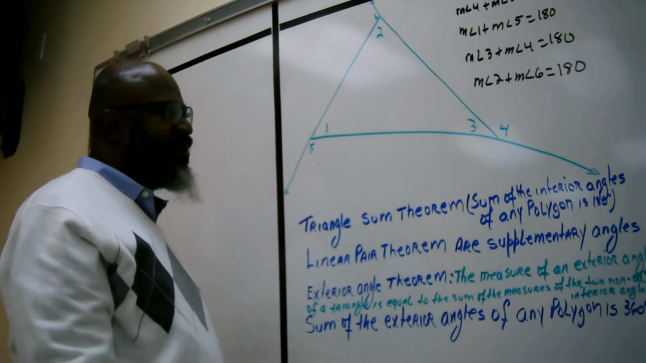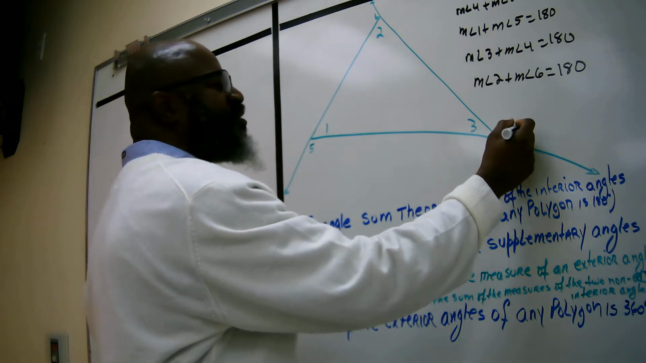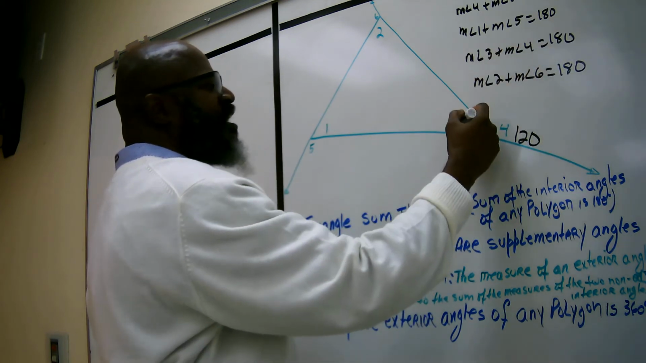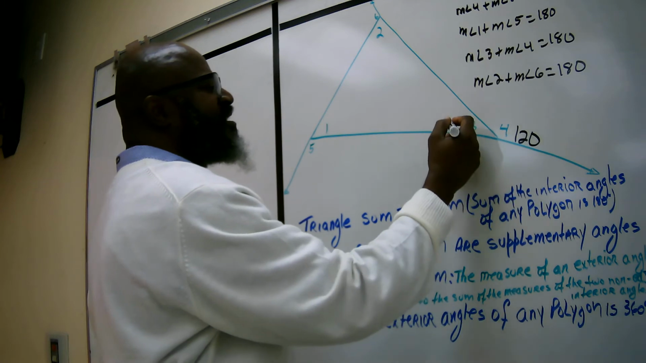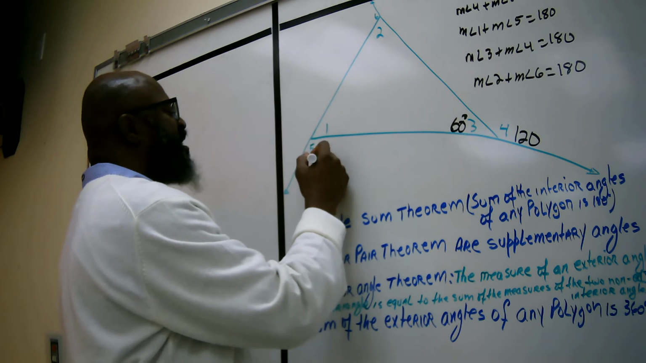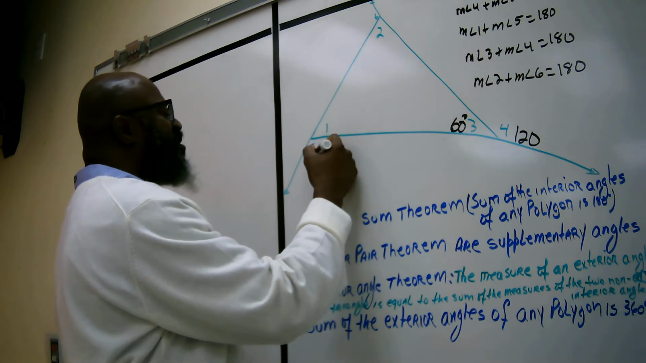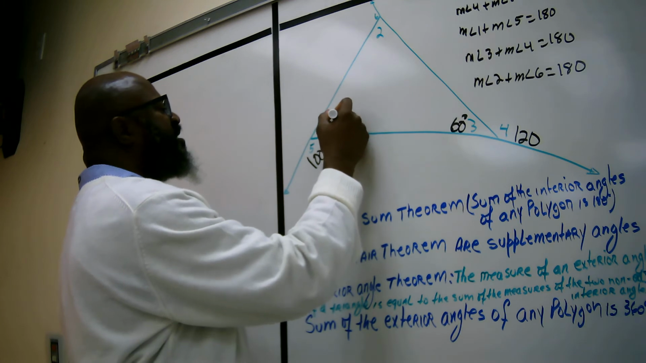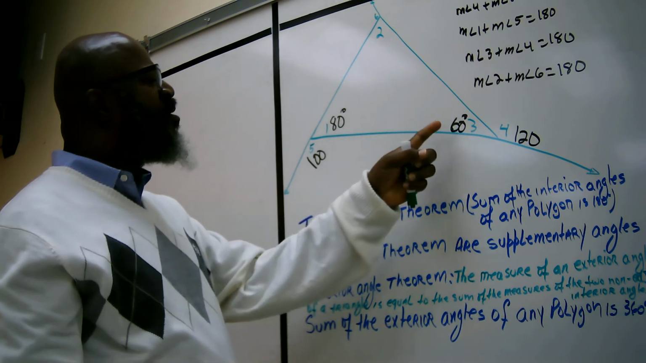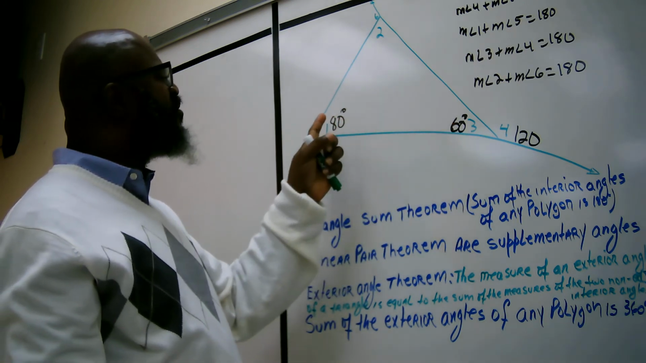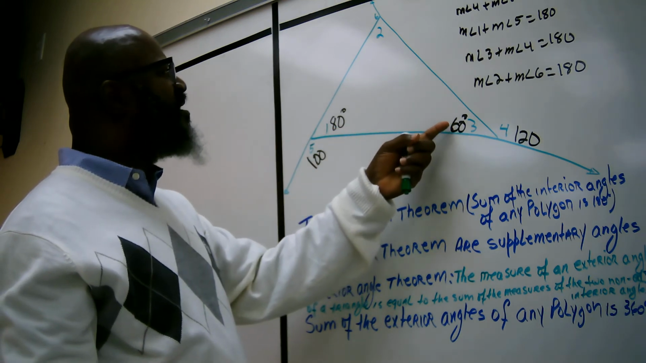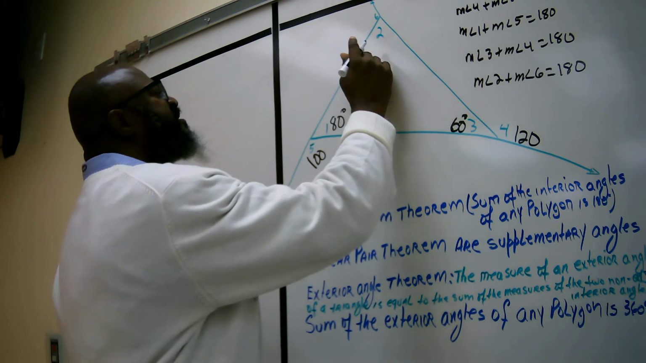Alright, so let's assume that the measure of angle 4 is 120. According to that, those two angles will add up to 180. If this is 120, this has to be a 60 degree angle. Angle 5 is 100. If angle 5 is 100, angle 1 has to be 80 degrees. Since in a triangle the sum of the interior angles should be equal to 180, if I have 80 plus 60 is 140, this angle has to be 40 degrees. Angle 2 is 40 degrees.